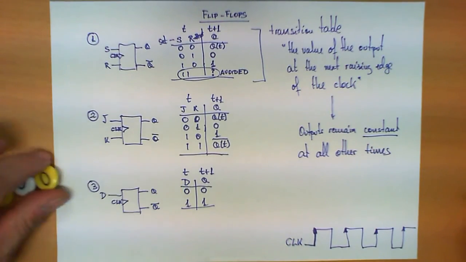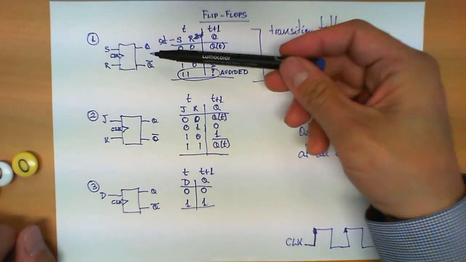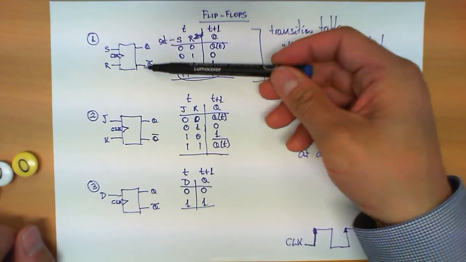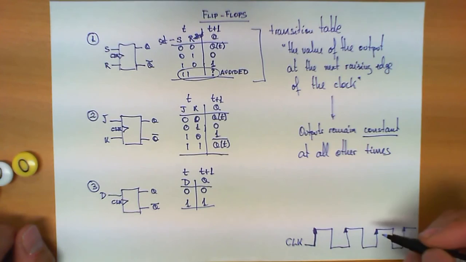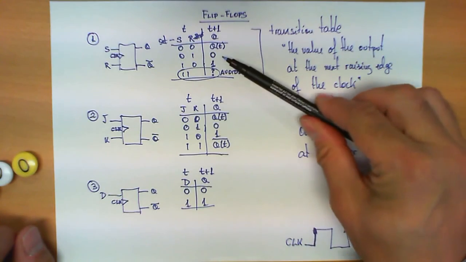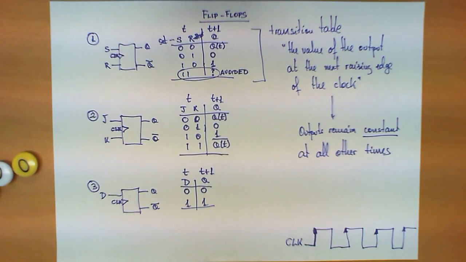So, another way of looking at it, the common property of these three circuits is that the transitions in the outputs only occur when there is a rising edge on the clock, and they occur based on these three transition tables that we have depicted here.